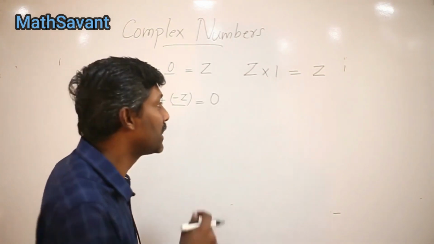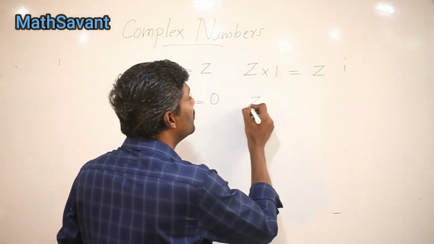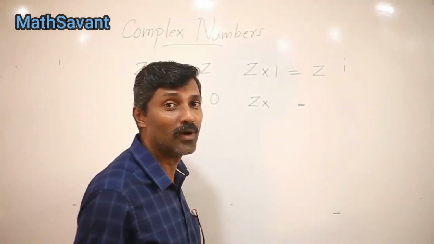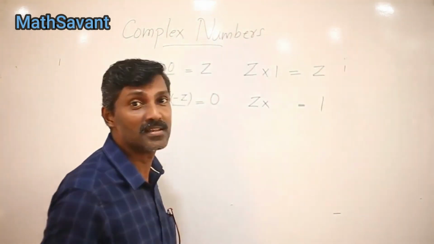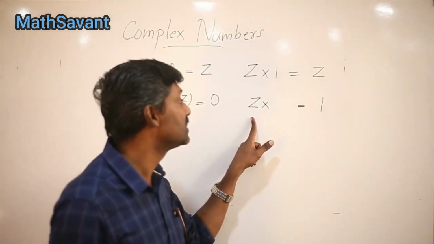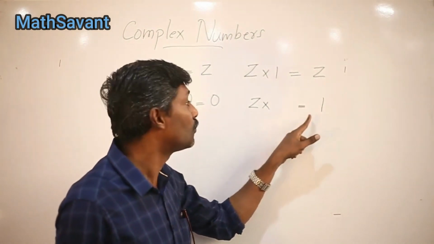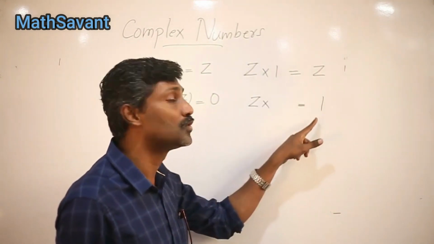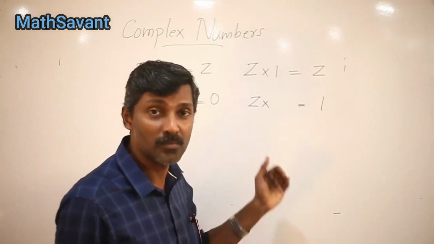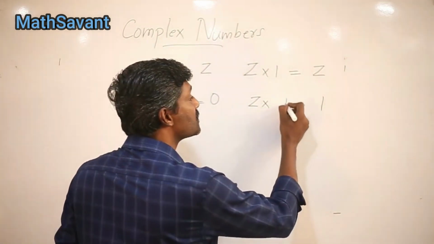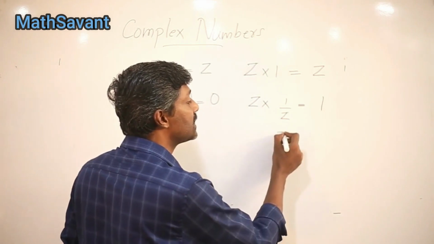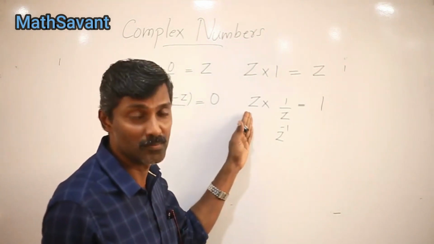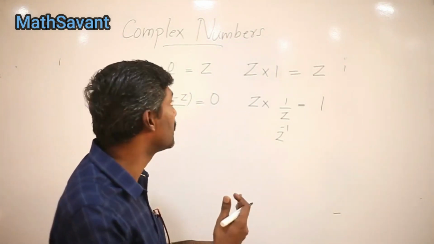Now let's go to the multiplicative inverse. Z into which number will give you the multiplicative identity, which is 1? What is that number? Can you tell me? Z into something has to give you 1. We know that Z divided by Z will give you 1. Or we can say Z into 1 by Z, the reciprocal of Z, will give you 1. So 1 by Z, or we can say Z raised to minus 1, is the multiplicative inverse of a complex number Z. Clear?